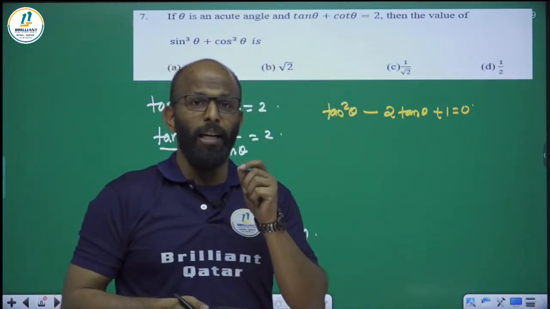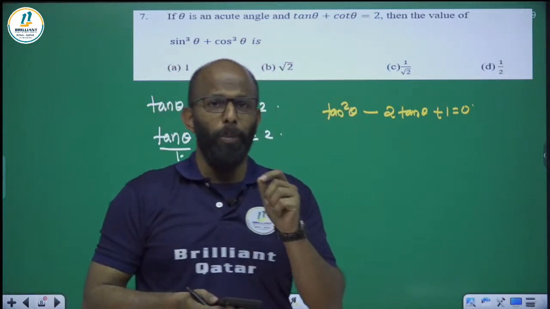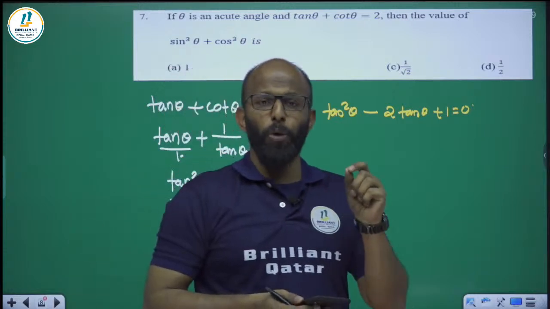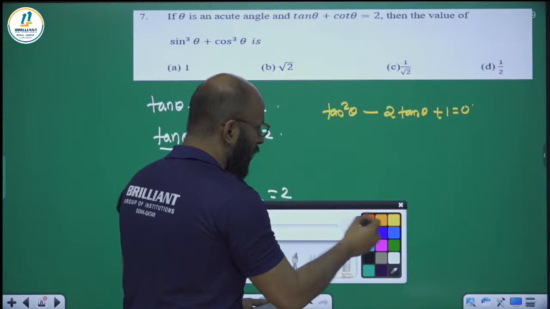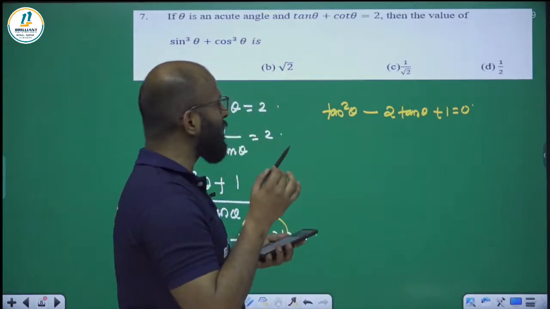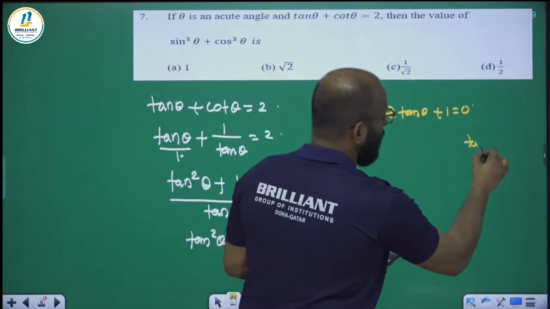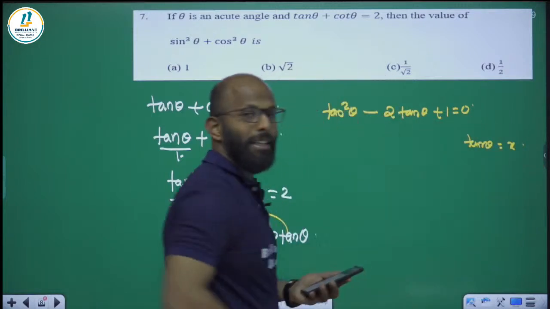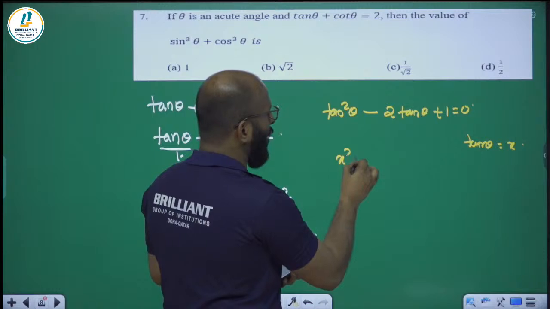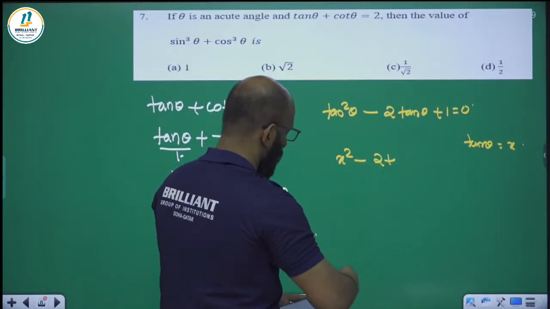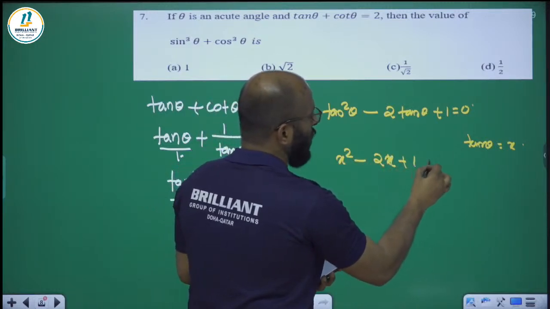But remember, this is an MCQ. Maximum you will get 2 or 2.5 minutes. So if you use the quadratic formula and all, it will be very difficult. So we can factorize this one. Just imagine that tan theta is equal to x. So this becomes x square minus 2x plus 1 is equal to 0.